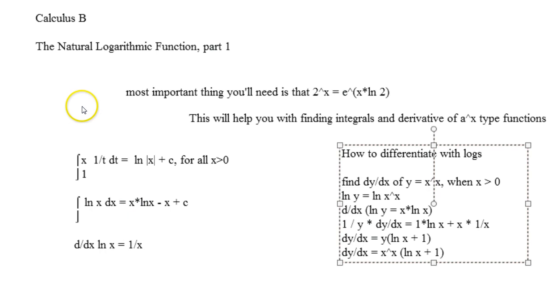Okay, the most important thing you'll need is that 2 to the x is e to the x times the natural log of 2, and that holds true for any base. This will help you find the integrals and derivatives of a to the x type functions. So that's something we learned from last time.